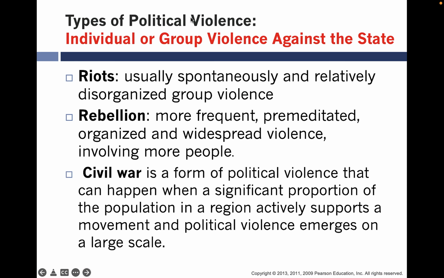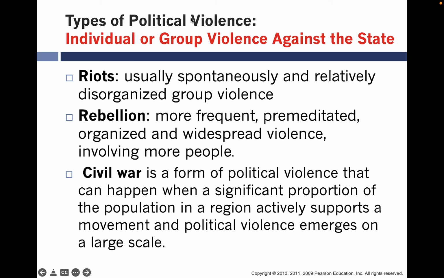Then we have individual groups' violence against the states, which are riots, which we see a lot. Rebellions, like the Rebel Alliance trying to separate from the Imperials, Star Wars reference, sorry, where these are more frequent, premeditated, organized, and widespread violence. We all know what happened in 1776 here in the United States, so that is a pretty familiar term for a lot of us.